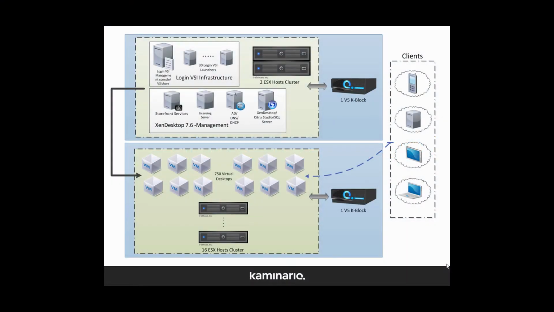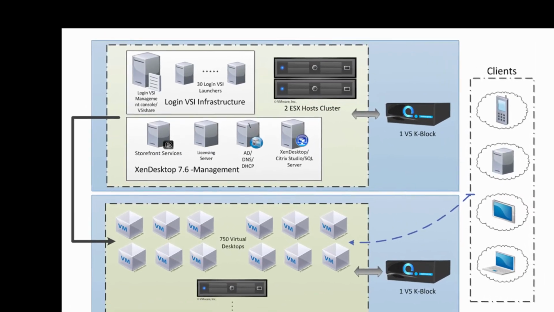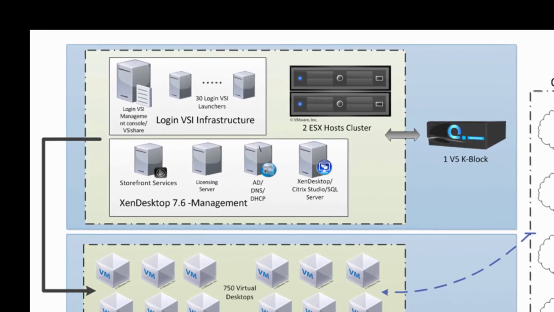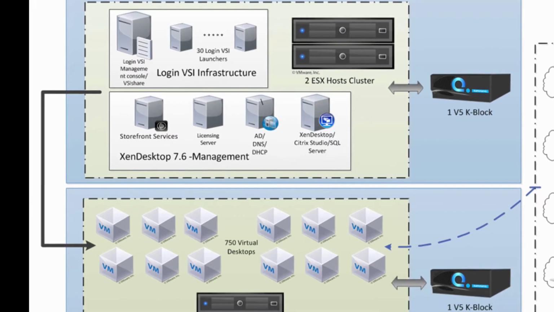The environment in this demo consists of two different VMware ESX 5.5 clusters. The first cluster consists of two ESX hosts connected to a single K-block K2 array, which stores XenDesktop 7.6 and Login VSI 4.1 management VMs.